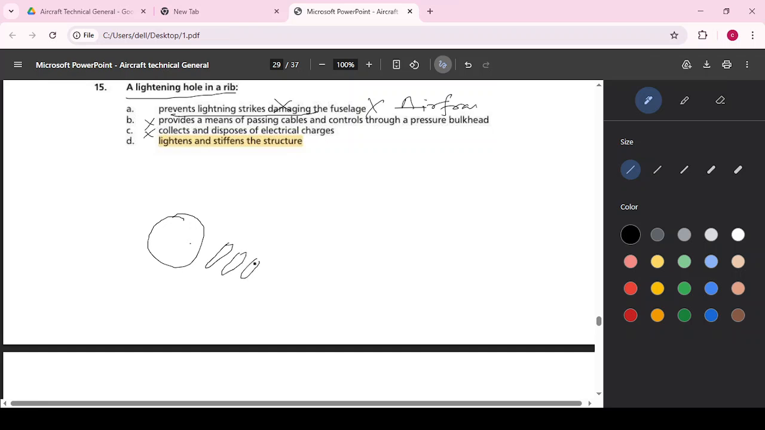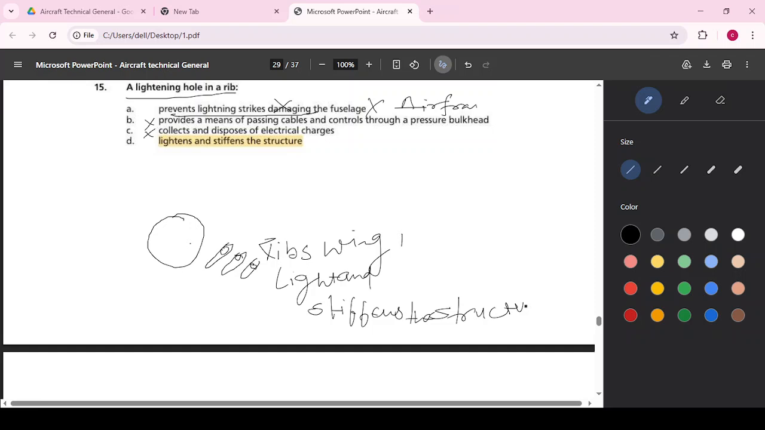The lightning holes in the ribs, here we can see that there are ribs in the aircraft wing, and these holes make it light and stiffen the structure. So D is the correct answer.